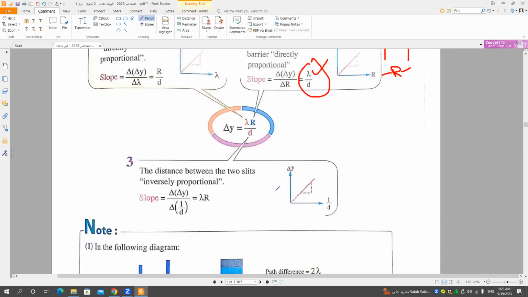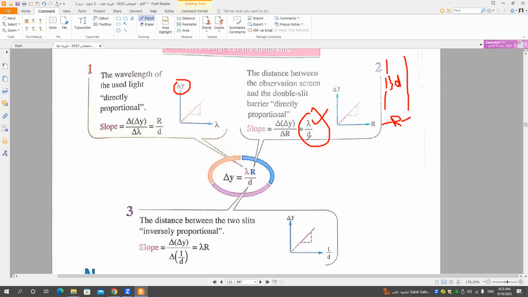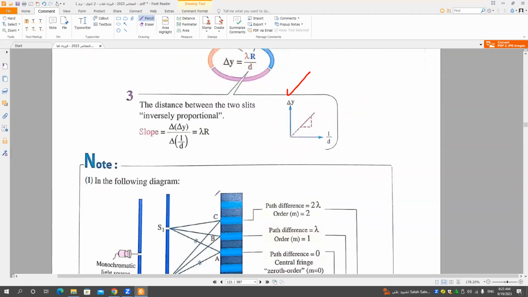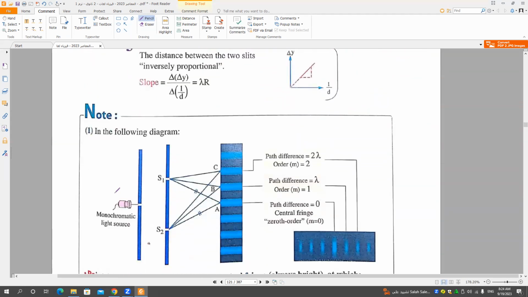The distance D is inversely proportional with delta y. As the distance between the two slits decreases, delta y will increase. In the following, we have a monochromatic light source, single wavelength, and a double slit barrier. And the central fringe is always a bright fringe.